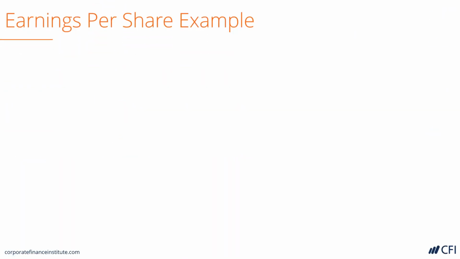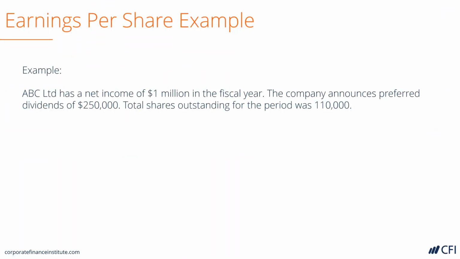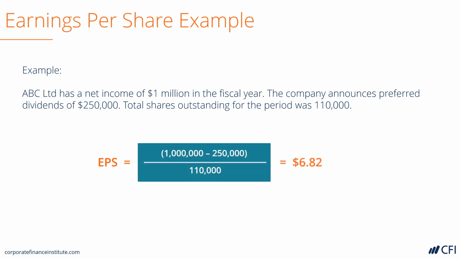Let's look at earnings per share in an example. A company has net income of $1 million and announces a preferred dividend of $250,000. The total shares outstanding for the period were 110,000. So earnings per share is going to be equal to net income minus preferred dividends divided by weighted average shares, which is $6.82 per share.